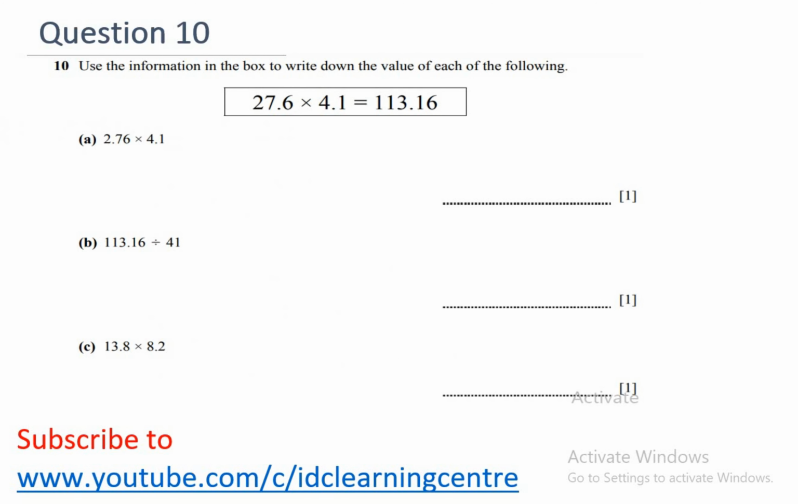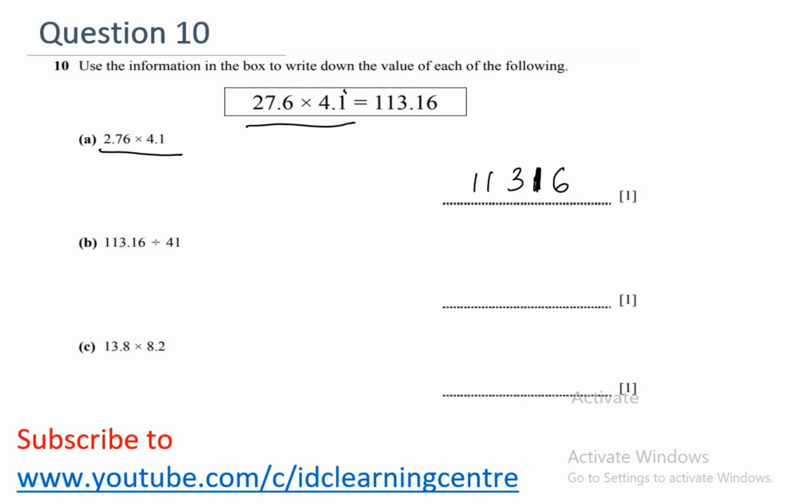Question number 10. Use the information in the box to write down the value of each of the following. Alright, for the first one, 2.76 times 4.1. Without the decimal, this value and this value will be the same. So without the decimal, I'm actually going to get the same answer without decimal.